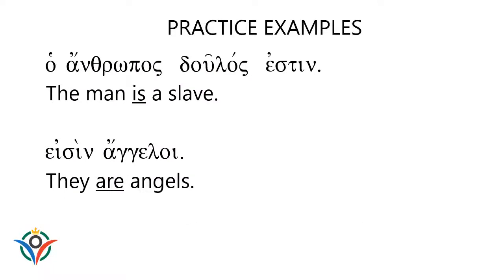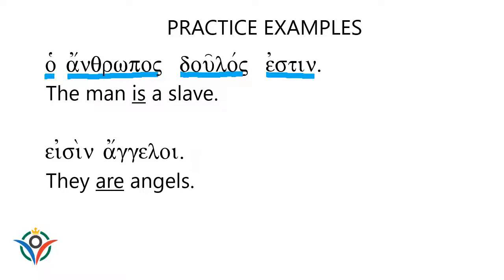Let's practice one or two examples together before we move on. So these aren't real Bible verses. I've simply given these to you to further reinforce our understanding of how we translate the various forms of eimi. So the first sentence in the Greek says, ho anthropos doulos estin. So how would we translate that sentence?